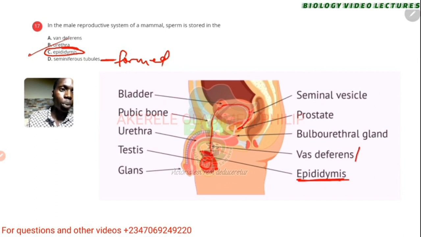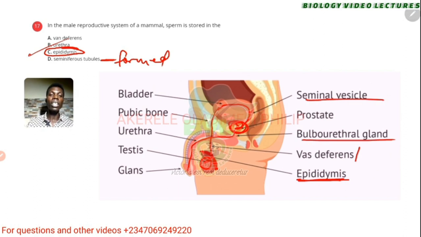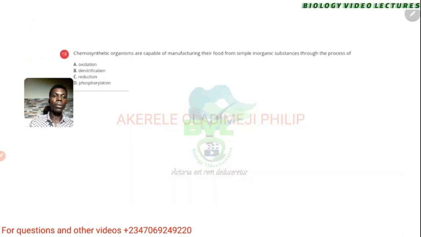Then when it gets to the prostate, bulbourethral gland and seminal vesicle, they add their fluid to it and it becomes semen, because your semen is formed by sperm cells plus fluid from the prostate gland, seminal vesicle, and the bulbourethral gland. Those are the things that form semen. All right. Now, chemosynthetic organisms are capable of manufacturing their food from simple inorganic substances through the process of oxidation. Yes.